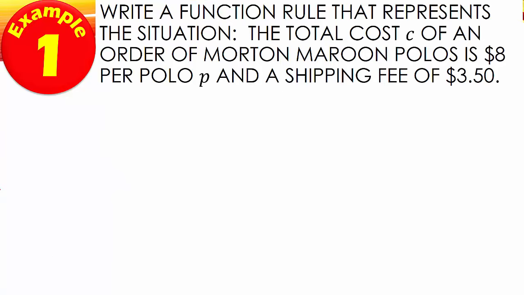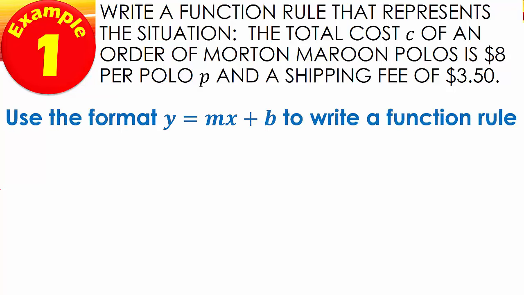So first example, write a function rule that represents the situation. The total cost C of an order of Morton maroon polos is $8 per polo, which we're going to use P for, and a shipping fee of $3.50. So first things first, we're going to use a format y equals mx plus b to write the function rule. So remember, this has the variable attached to it. So whenever you see that word per, that number would go in here. Your constant would be here, and then your total, in this case, your total cost is going to go here. So we're going to set up as C equals.